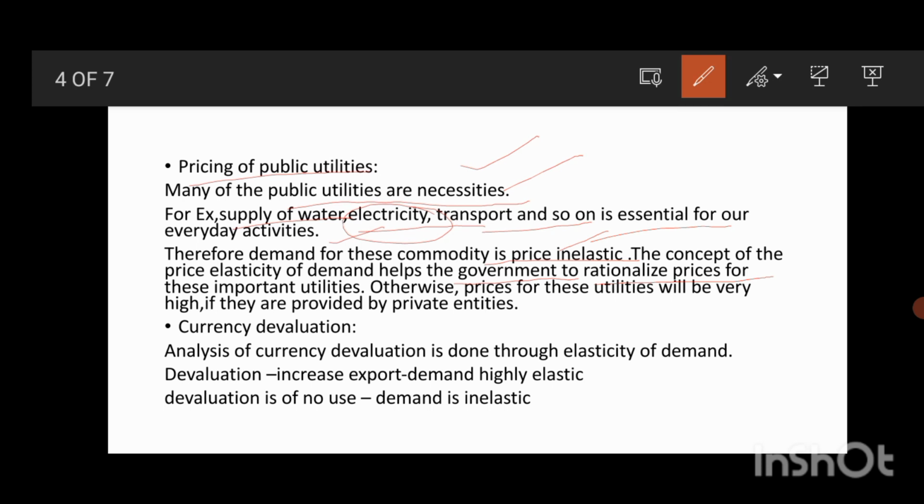Because if ownership is given to private people, they may charge very high prices for these utilities. Prices will be very high if they are provided by private entities. Therefore, the government rationalizes prices for these important utilities.